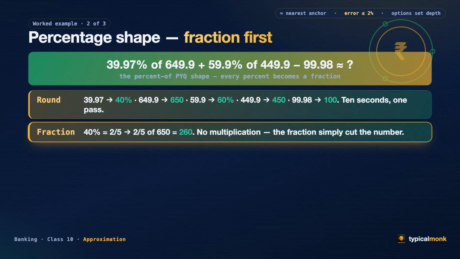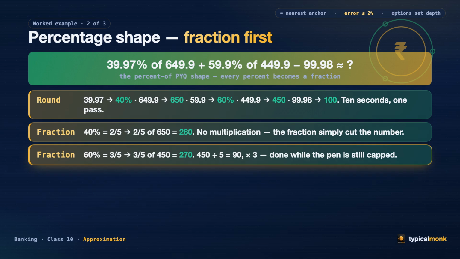Step 2. The first percent becomes a fraction. 40% is 2/5. 2/5 of 650, 260. Notice, no multiplication happened. The fraction simply cut the number. Step 3. The second percent. 60% is 3/5. 450 divided by 5 is 90. Into 3, 270. Finish before the pen cap comes off.